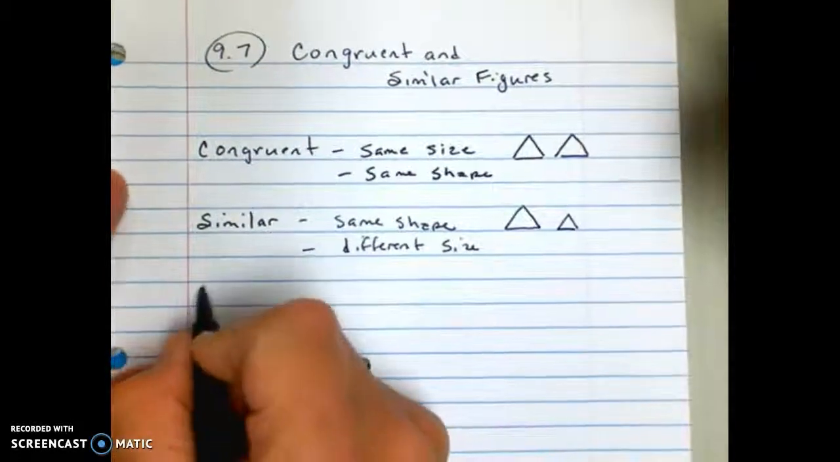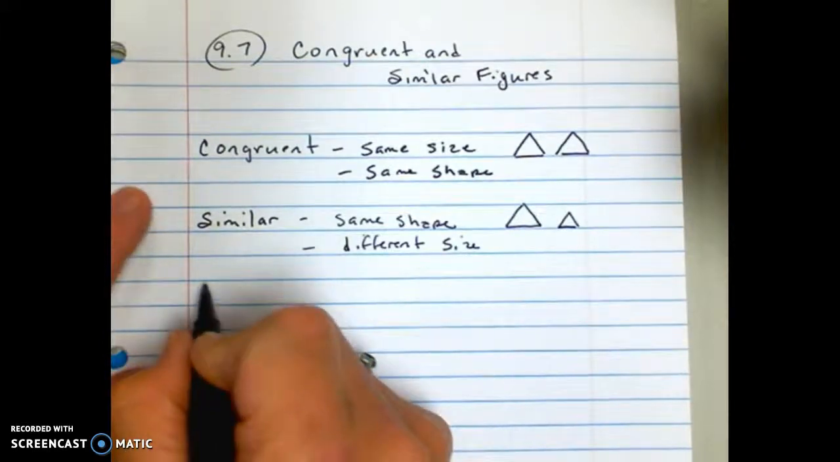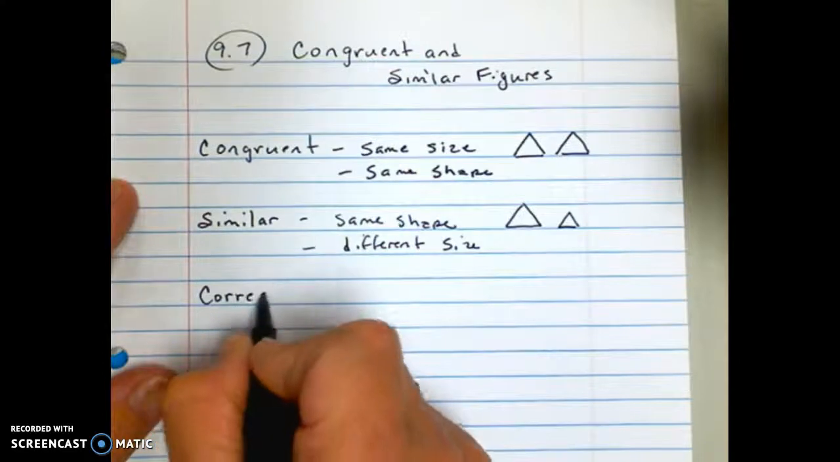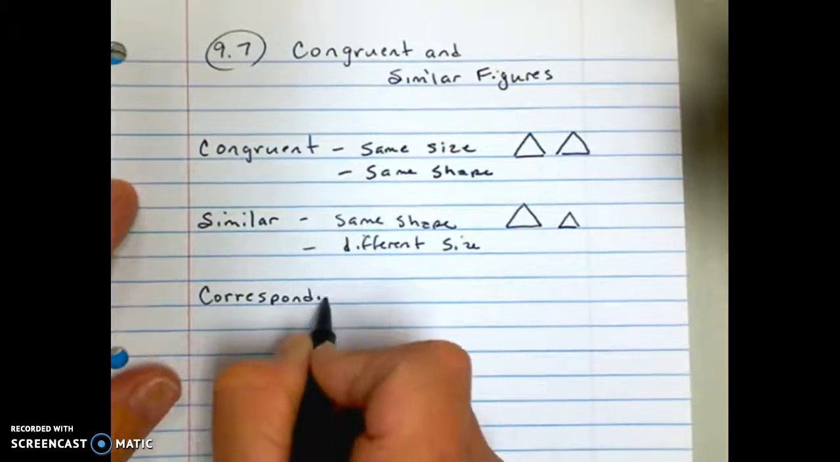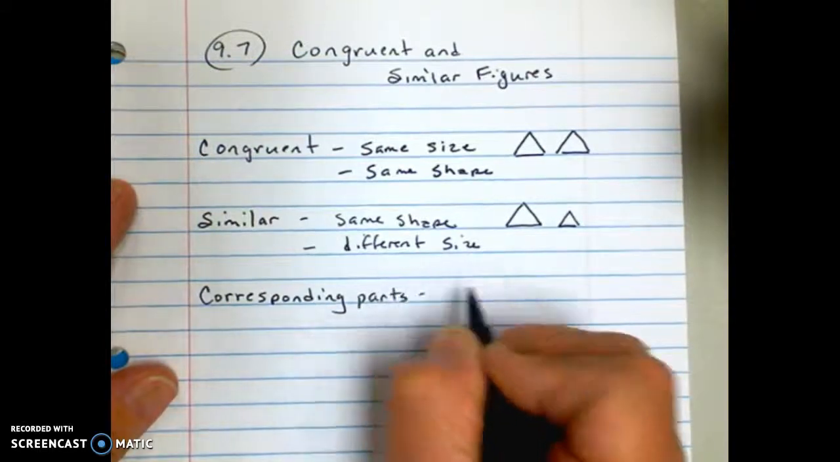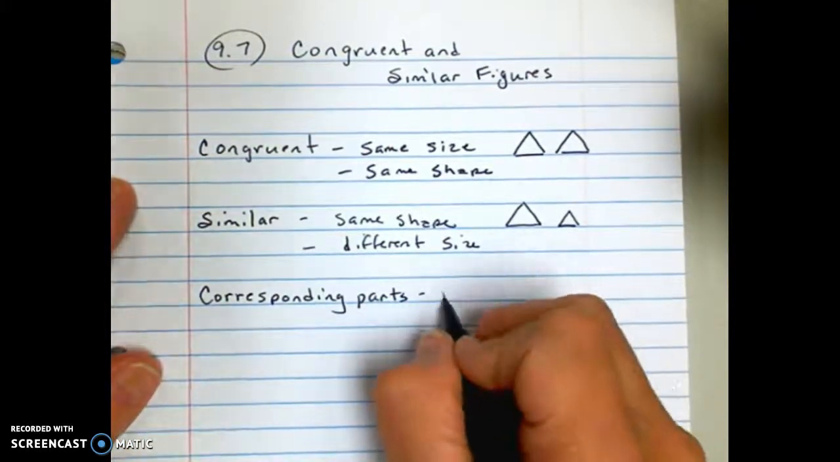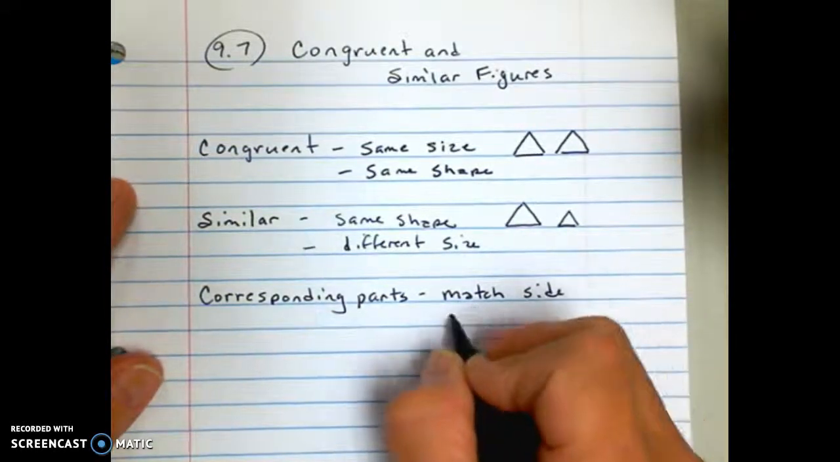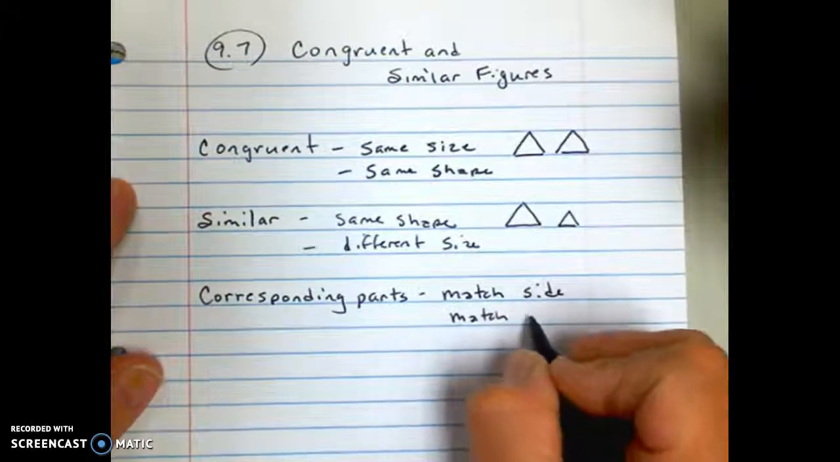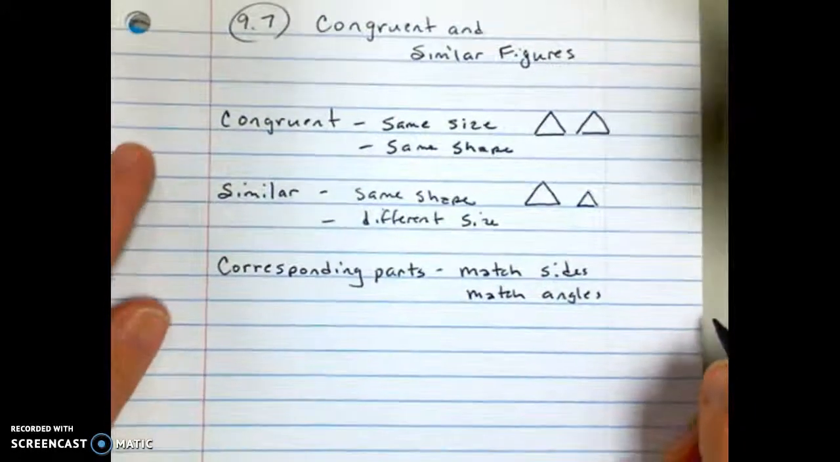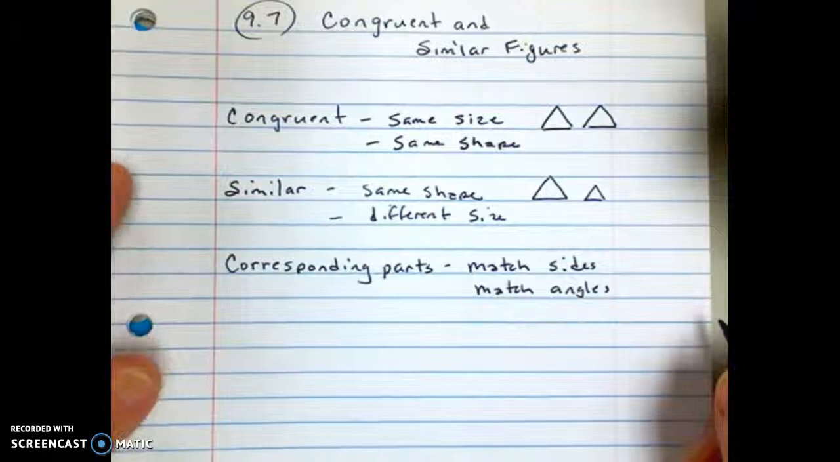And then our third word that we're going to put down is corresponding. And when we talk about corresponding parts in math, we're talking about matching. We want to match the sides and we want to match the angles. So we want the matching sides and matching angles.